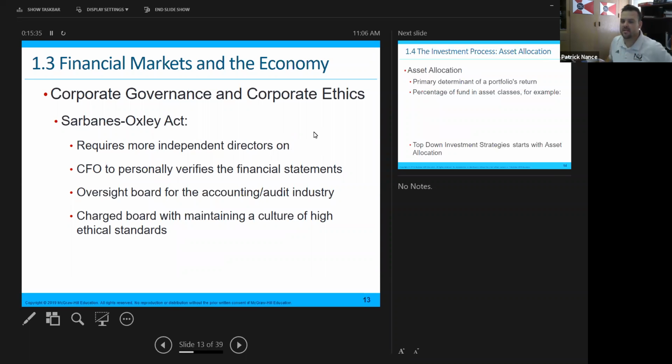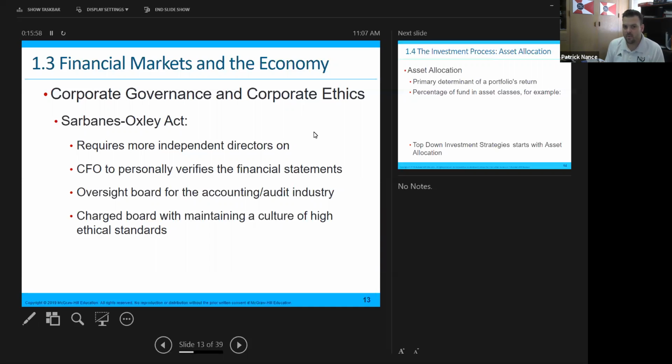Here's where it talks about Sarbanes-Oxley. It requires more independence, not just from the auditors, but also independent directors. Independence matters because it creates less bias. The more independent you are, the less biased you're likely to be. The CFO has to personally verify the financial statements, which adds risk to them if they're wrong or there's a problem. There could be jail time or fines or other things.